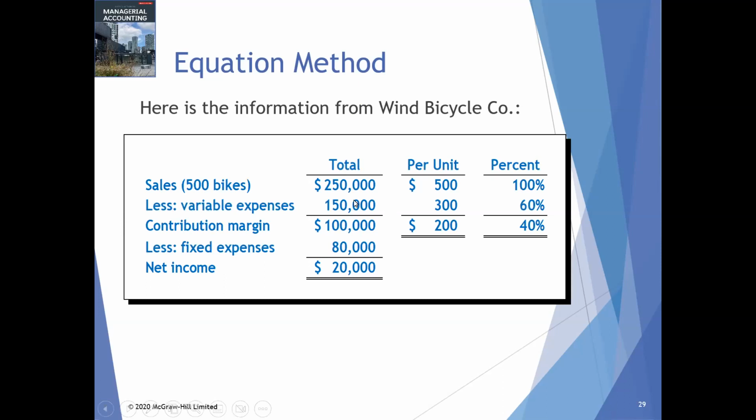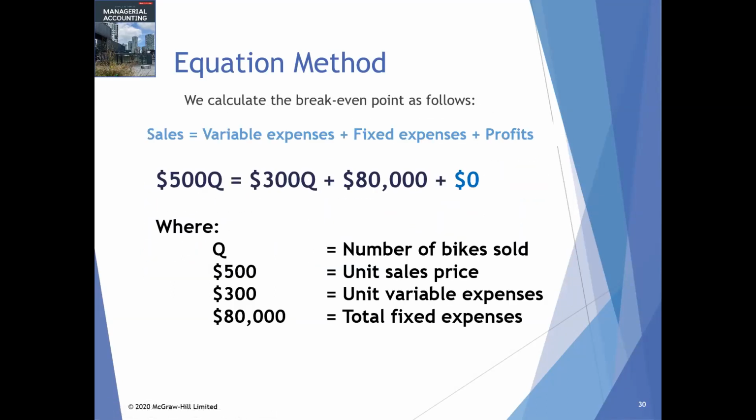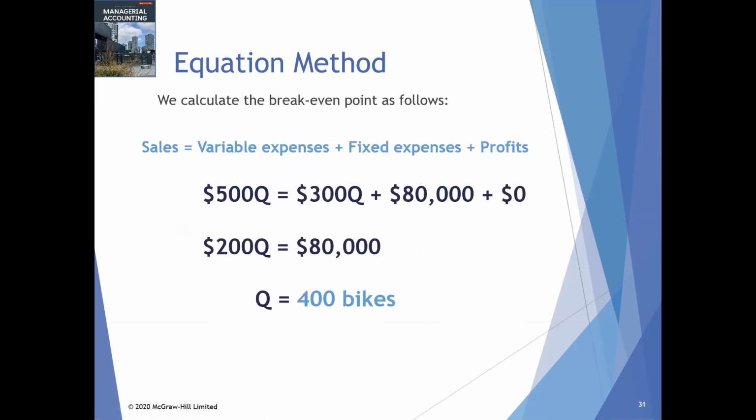So here we can see 250,000, right? The 150 that we have calculated is the variable expenses, and the contribution margin is this much, less fixed expenses of 20,000. So 200 per unit is the contribution margin here, and 100,000 is the total contribution margin. So we can calculate the break-even point, because we consider this a zero profit. What is the break-even point in units that we are going to calculate? The break-even point is 400 bikes, where there will be no profit and no loss. So this is the equation method.